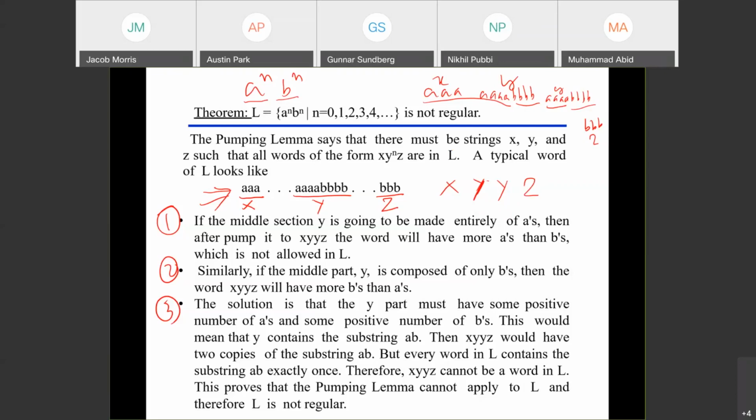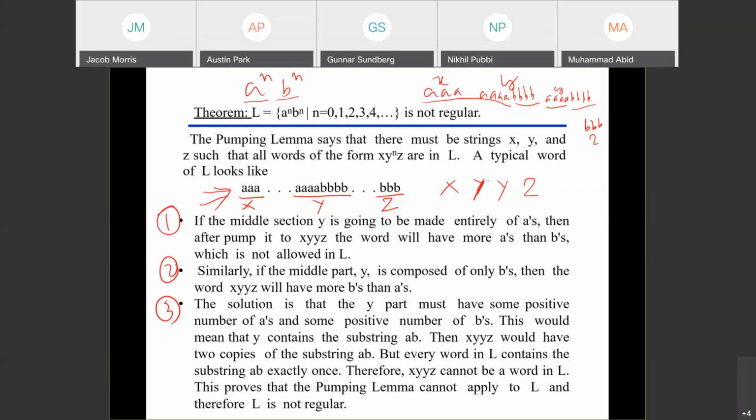So after considering these three guesses, there is no other possibility that you can choose for my y, because we considered all possible possibilities for y. You consider only a's, you consider only b's, you consider a combination of a and b, and I think that we exhaust all our options. After considering these three cases, there is no other case left, and we can say, oh, might be my guess is wrong.